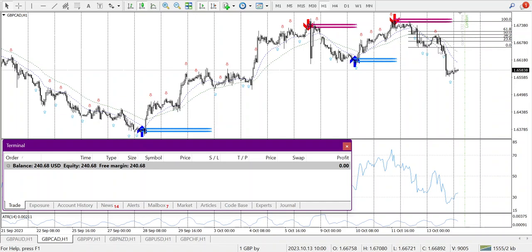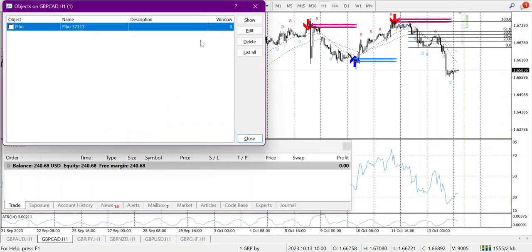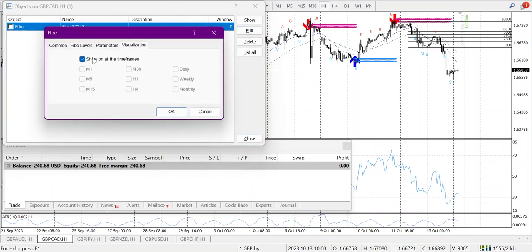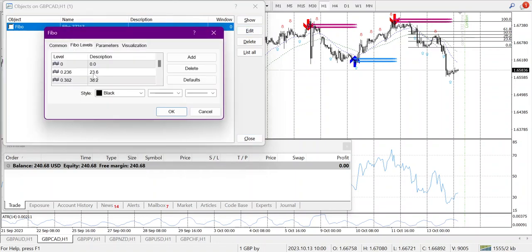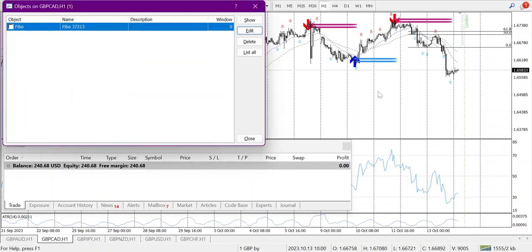I want to change something in Fibonacci. From next time I will take out. I only want to see Fibonacci levels of 50 and 61. I don't want to see the 23 level, the 38 level, or the 100 level. I only need 2 levels, 50 and 61. Yep.